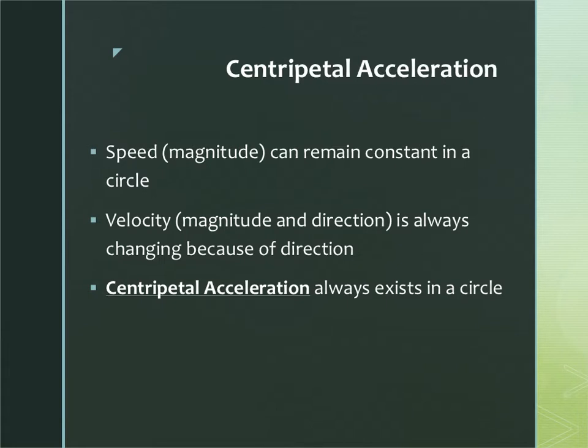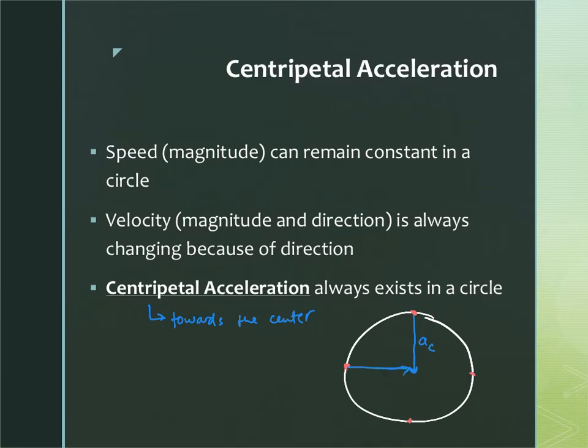And the word centripetal here means towards the center. So that's derived from Latin. Towards the center. So it always exists in a circle. So if I had to draw a circle here, and if you're at this point, then your centripetal acceleration, AC, is pointed towards the center of the circle. Wherever you are in the circle, if you're here, and you're there, it's always towards the center. Like that.